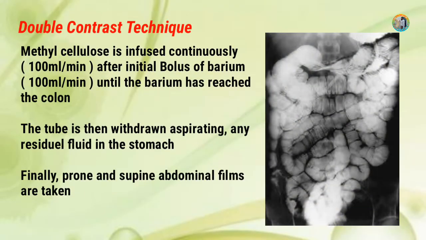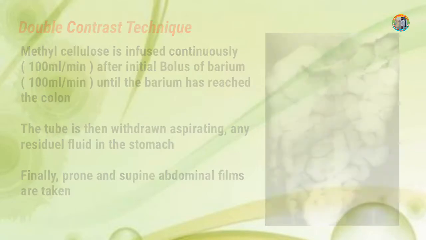Double contrast technique: methylcellulose is infused continuously after an initial bolus of barium until the barium has reached the colon. The tube is then withdrawn, aspirating any residual fluid in the stomach. Finally, prone and supine abdominal films are taken.